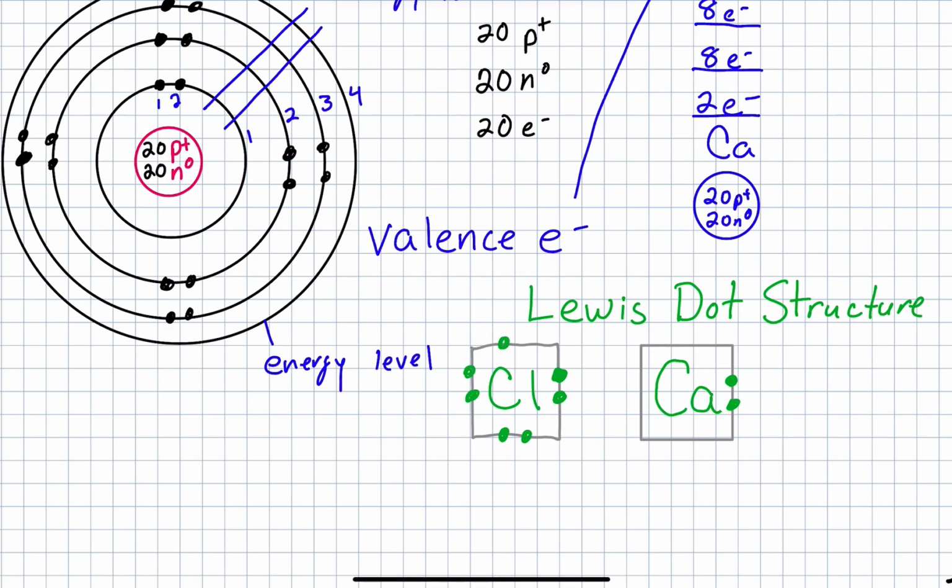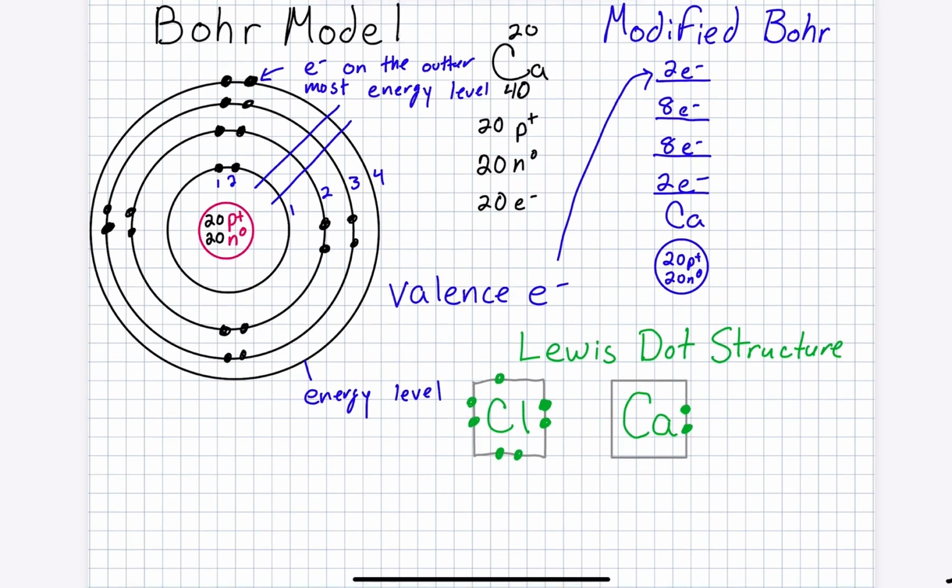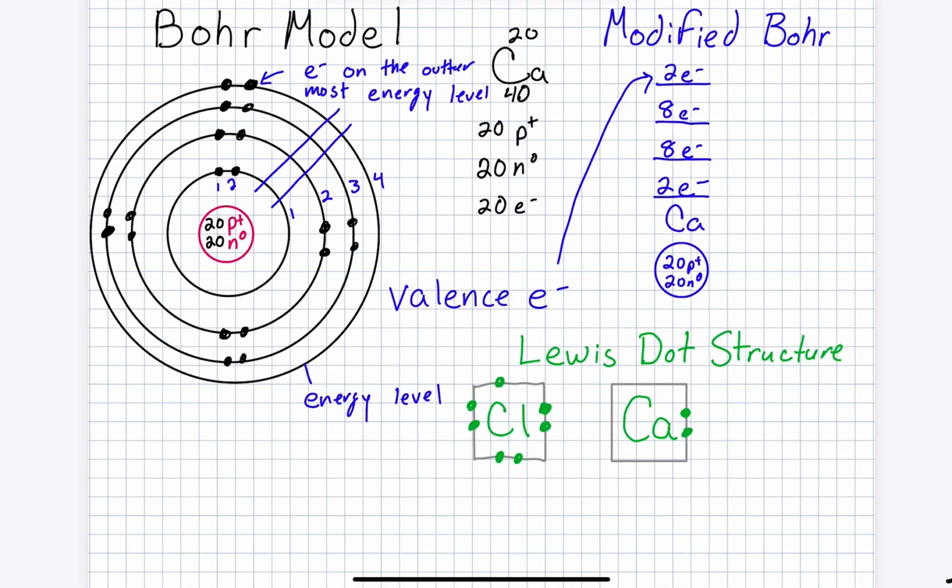So draw them as pairs on each side of the box before you move on to the next side, and only 2 electrons can fit per side of the box. So this has been modified Bohr, Bohr model, and Lewis dot structure.